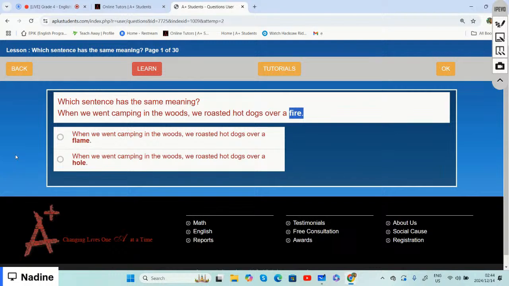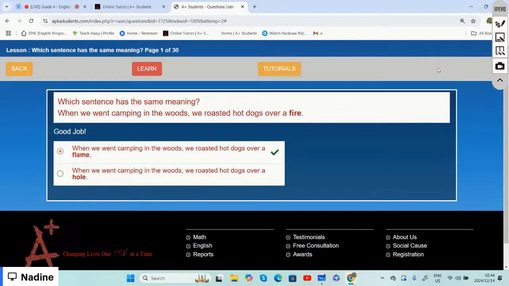All right, and if we were to choose the correct option, then yes, we will say option one. We roasted hot dogs over a flame or over a fire. Those two words are similar or the same. Well done.